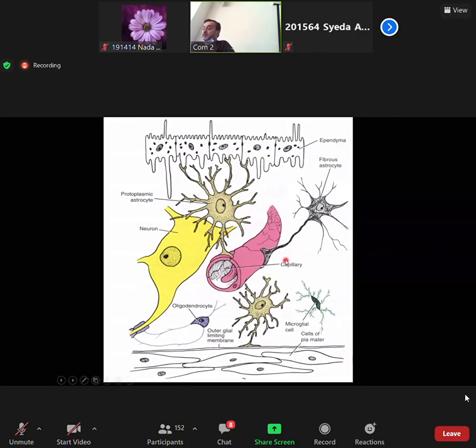These are the microglia, which you can see are very small cells with multiple processes. These are the phagocytes and the antigen presenting cells of the central nervous system. Then you have the oligodendroglia, which are forming the myelin sheaths over the axons in the central nervous system. And one of the diseases which you should remember in terms of demyelination is multiple sclerosis.